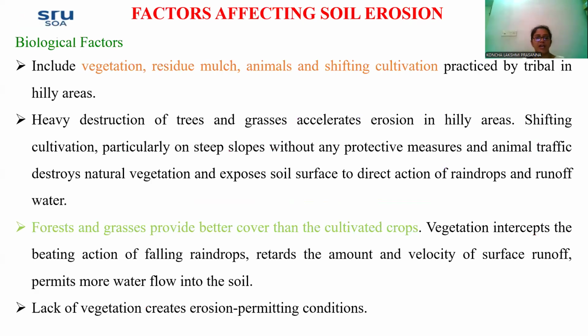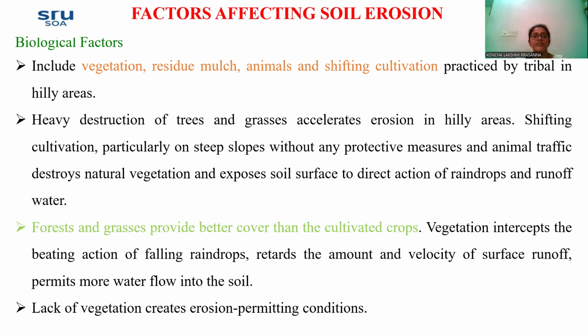The next factor is the biological factor. The biological factors include vegetation, residues, mulch, animals, and shifting cultivation. All these are practices which are mostly practiced in the hilly areas. So there is heavy destruction of forest and grasses. When there is deforestation, it accelerates erosion, especially in the hilly areas. It is one of the places where there is a chance for erosion development.